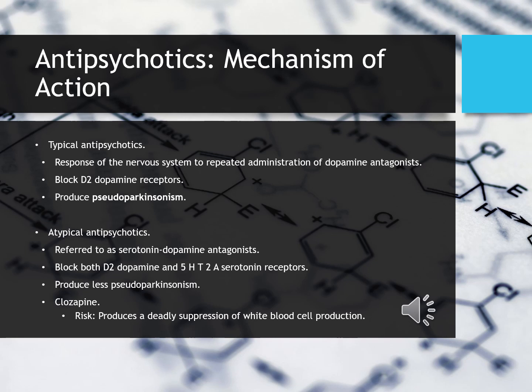Clozapine produces effects on a wide range of receptor types, but eventually it was determined that its unique properties were probably related to its ability to block both D2 dopamine and the 5-HT2A serotonin receptors. The atypical antipsychotics are sometimes referred to as serotonin dopamine antagonists, and the pseudo-Parkinsonism is reduced because of serotonin dopamine interactions in the nigrostriatal pathway.